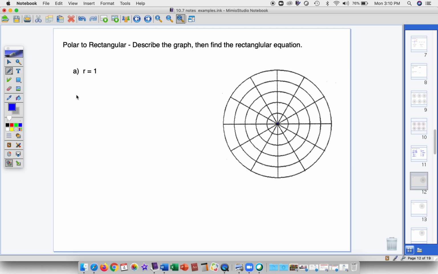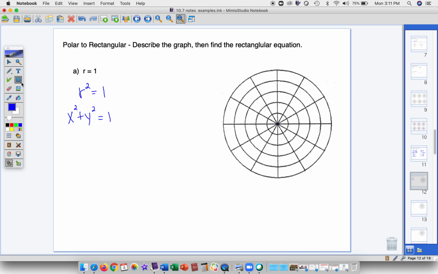So we're going to replace r by using our equation, but the first thing we need is an r squared, right? So there's a couple options. Sometimes you might want to multiply by r, sometimes you might want to square both sides. In this case, we want to square both sides because we don't want to change the 1. We want to leave that alone. So if I square both sides, I get r squared is equal to 1. Now I can replace r squared with x squared plus y squared. And there's my rectangular equation.